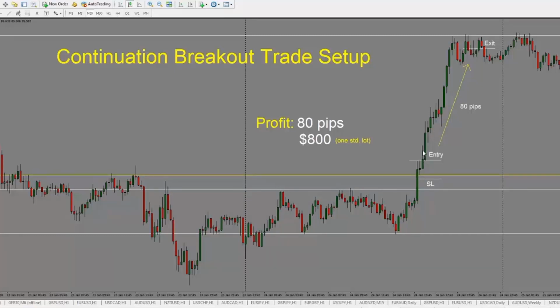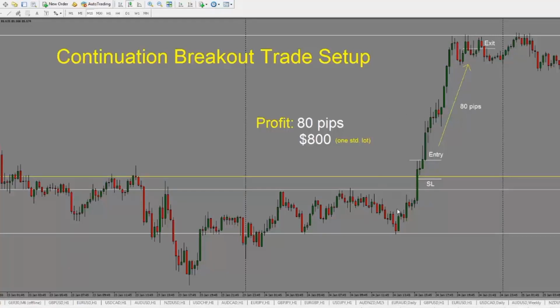We enter the trade here and we continue on with the trade as long as our candles are green here. And once we hit the high here, price starts to go sideways. So this is our cue to exit the trade. So from entry to exit here, we have 80 pips in the trade.